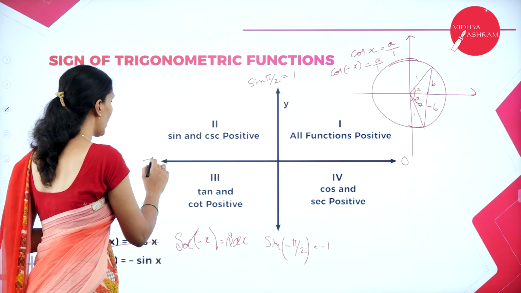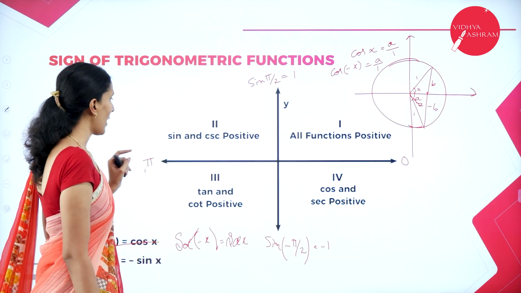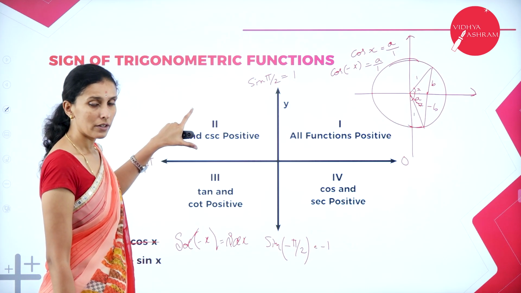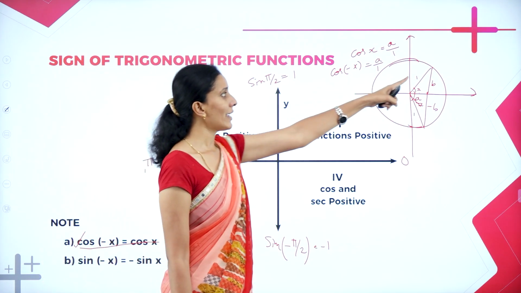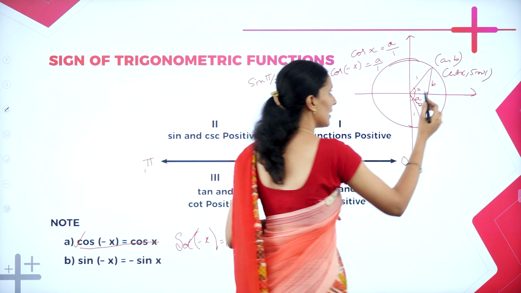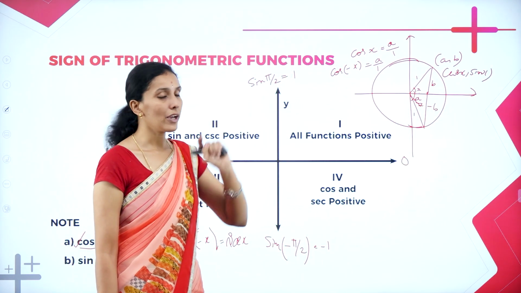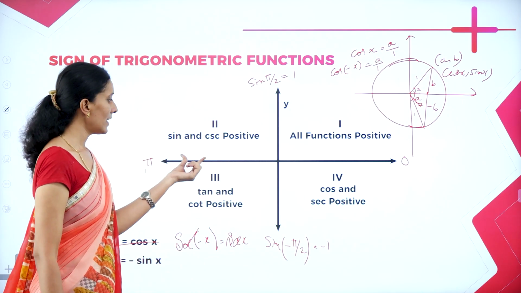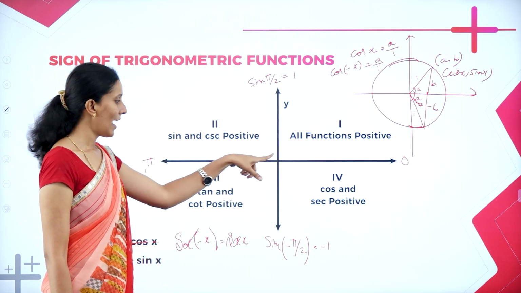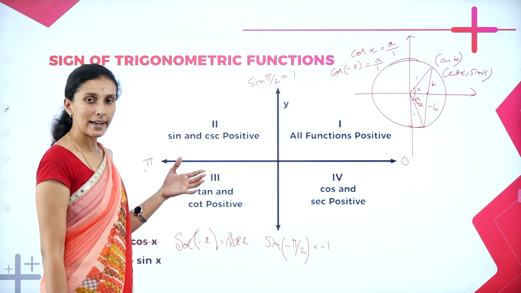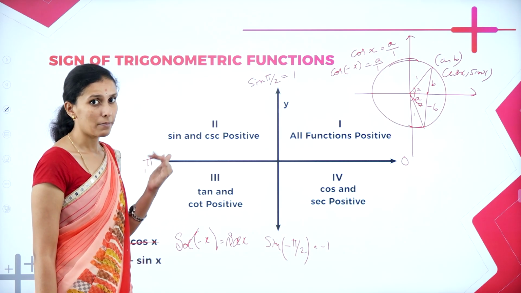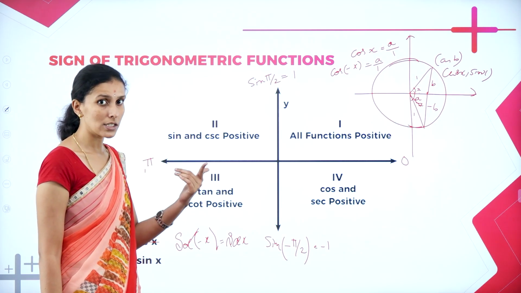From 90 degree to 180 degree, that is from pi by 2 to pi, only sine and cosecant are positive, because only the y-axis is positive and the x-axis is negative. We know that we have taken the coordinates a comma b as cos x and sin x. That is, your x-coordinate is cos x, y-coordinate is sin x. Since your y-coordinate is positive, sin is positive and the reciprocal of it is cosecant. And x-coordinate is negative, cos is negative, so secant is negative. Tan and cot are also negative because tan is nothing but sin by cos, cot is nothing but cos by sin, where cos is negative.